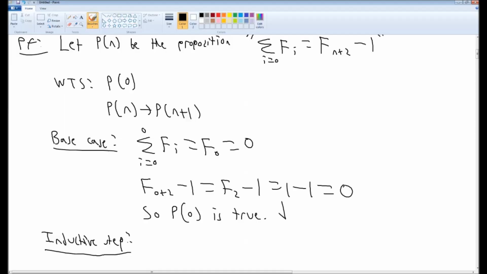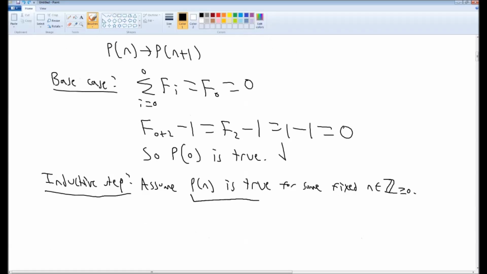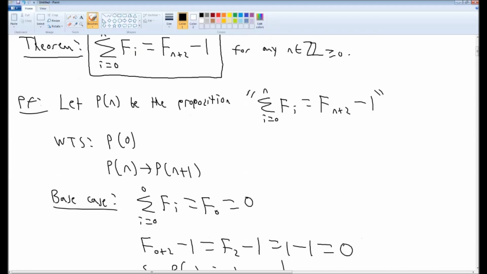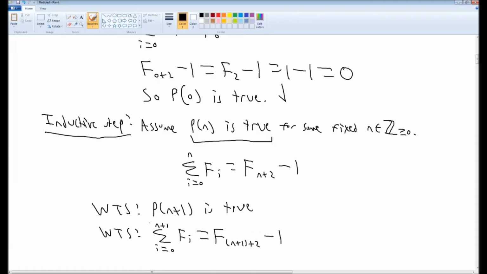Next is our inductive step. We want to show that whenever P of n is true, P of n plus 1 also has to be true. So we want to assume that P of n is true for some fixed arbitrary integer n which is greater than or equal to 0. Now, what does P of n being true mean? This is just saying that this is true. We can copy paste that. And what do we want to show? We want to show that P of n plus 1 is true as well. In other words, we want to show that this equality is true. If we can do that, we're done with the proof.